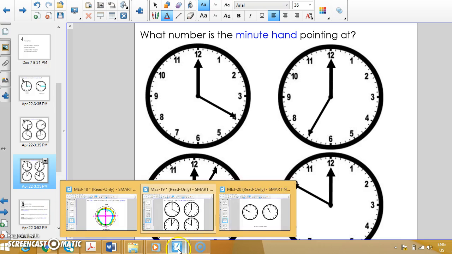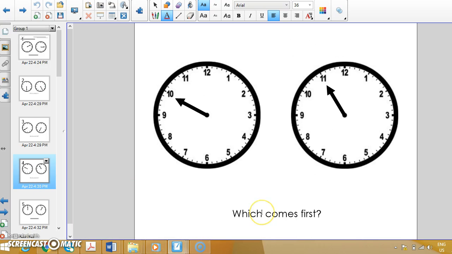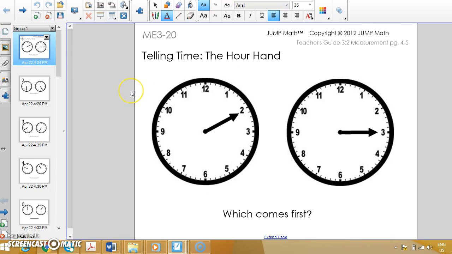Alright, now guys and gals, I'm just going to flip over here for a second. And we're going to look at the hour hand this time. So we just looked at the minute hand. Now we're going to just take a few seconds to look at the hour hand. So the hour hand tells us how many hours have passed.